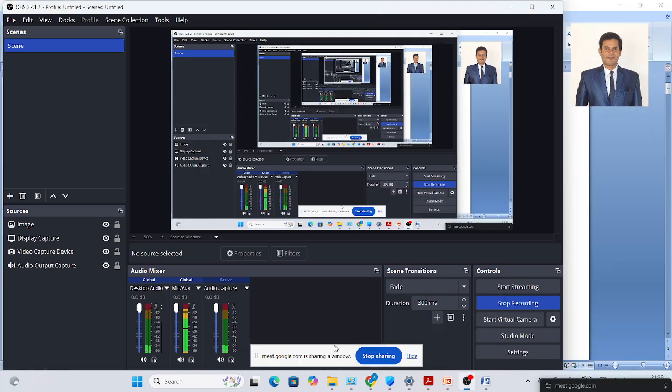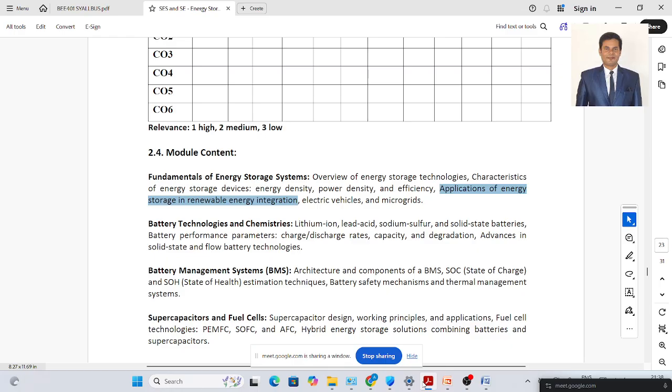Okay, no problem. So we will go to the applications, because in the syllabus they may ask you in the exams the applications of energy storage in the renewable energy integrations, right? What are the applications of energy storage? How it is utilized for electric vehicles and also in the microgrids. What are the applications of energy storage from the grids, that is the renewables, your solar as well as the wind energy, right? By integrating, how can it be applied to the various applications?